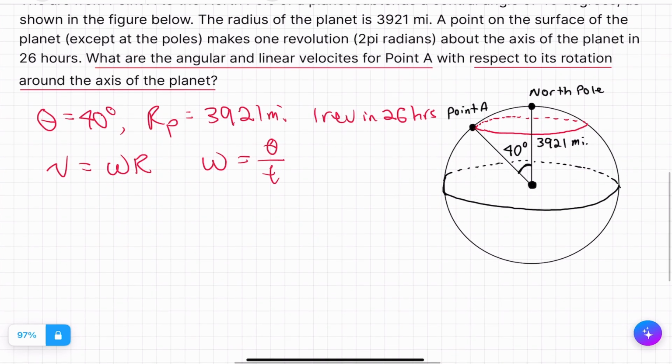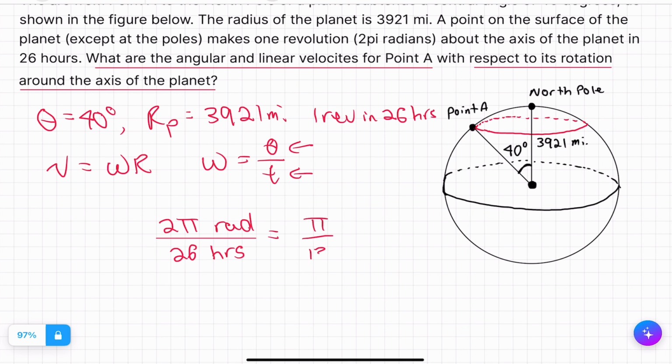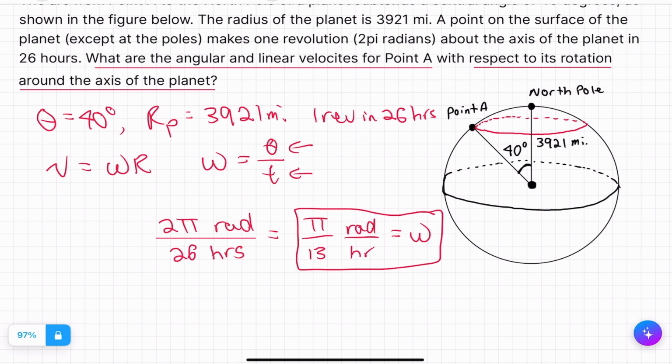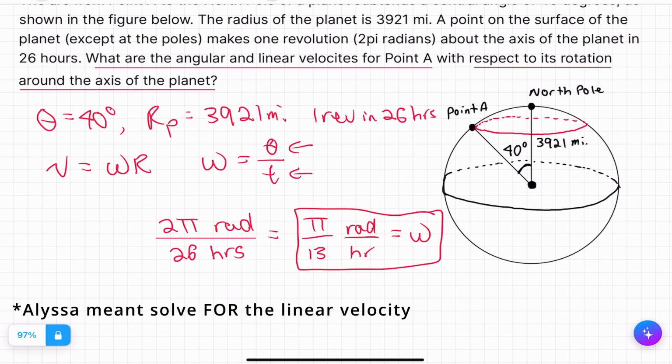And it turns out that we're given that information in the question. We just have to do some simplifying. Because we know 1 point makes 1 revolution, or 2 pi radians, which is our angle, over 26 hours. And that's our time. We have an angle over time. And we can simplify this to just pi over 13 radians per hour. So that's our angular velocity. All right, now let's solve with the linear velocity.